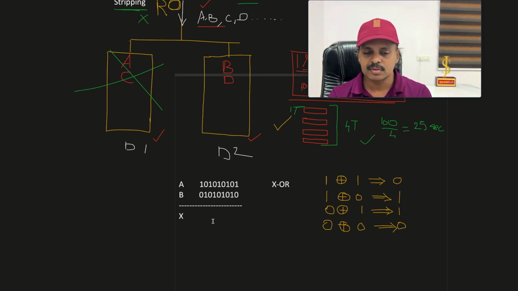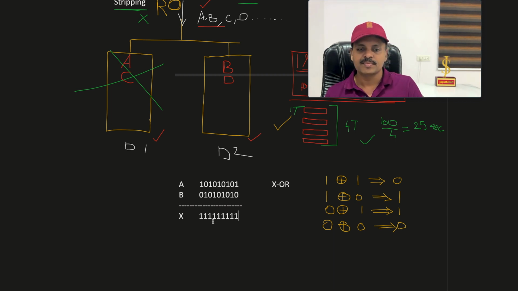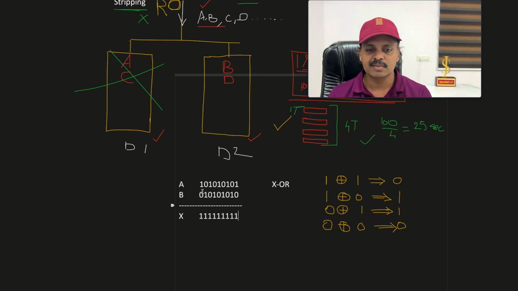So 0, 1. If I apply XOR, what will I get? 1, 1, 1, 1, 1, 1, 1, 1, 1. So we are getting all ones here, because it is alternate numbers. So this is your XOR value.